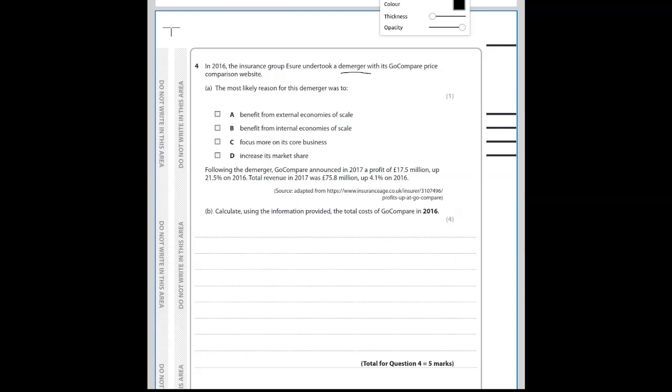That means you're certainly not benefiting from internal economies of scale, right? Because you are actually reducing the size of your business. So if you're merged with a business, you're more likely to benefit from internal economies of scale, which are economies of scale tied to the size of your business. Reducing the size of your business would mean that you no longer benefit from whatever economies of scale you had.